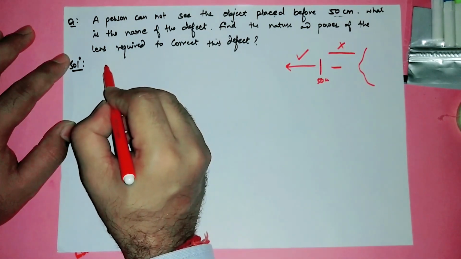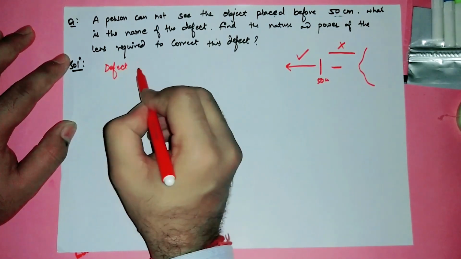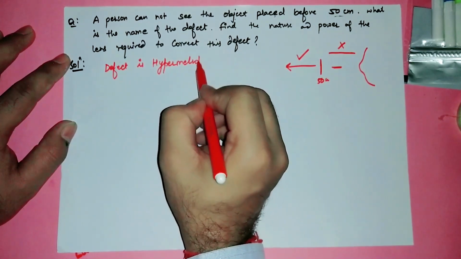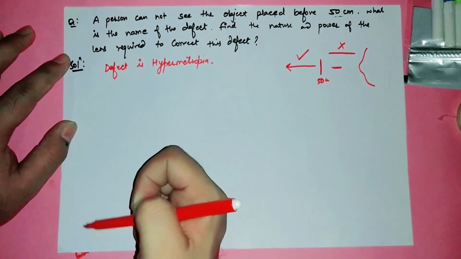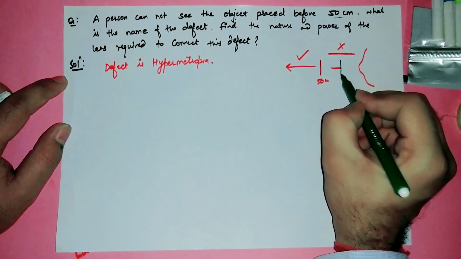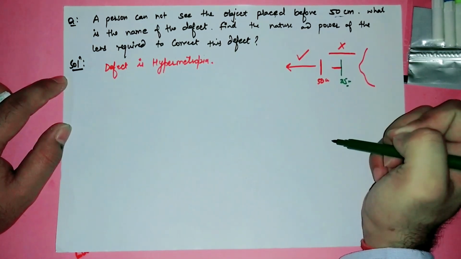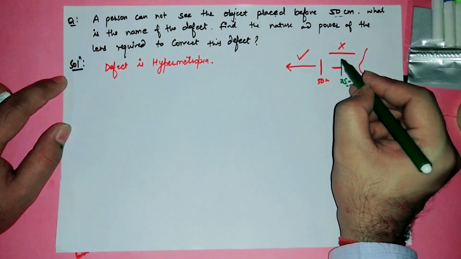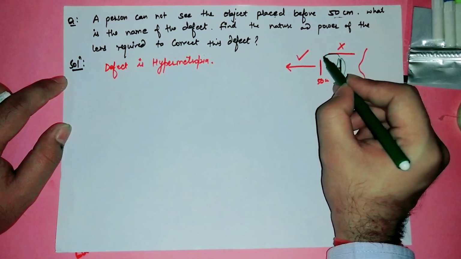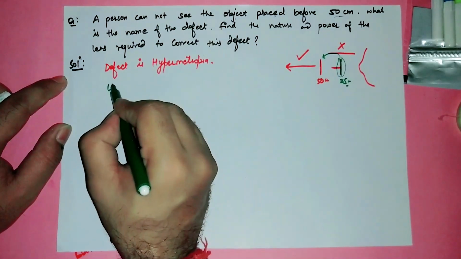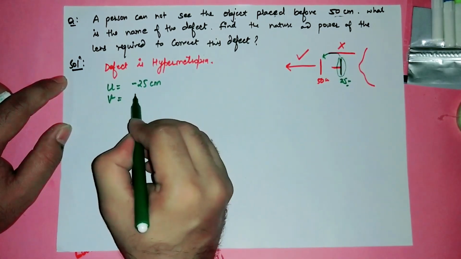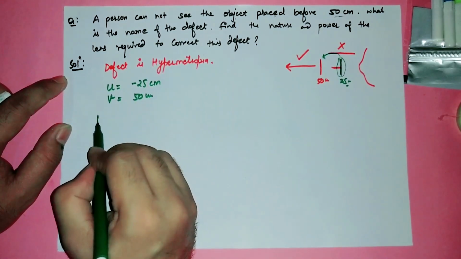So the defect is hypermetropia. Clear? So we know that in hypermetropia we want to see the object placed at 25 centimeter. How can we see it? If we form the image of this object at 50 centimeter. So u is equal to minus 25 centimeter. Now you know the concept, v is equal to minus 50 centimeter and f we want to calculate.